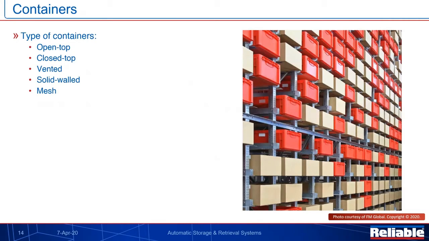The type of container that we use is going to be classified in five different ways. Open top and closed top are pretty obvious. But once we get into these next three, the vented, the solid wall, the mesh, things get a little bit complicated. So we need to look at what FM defines that as. With a vented container, we're looking at a container that's going to be able to release water into the transverse flue in a timely fashion. An example of this would be that there's 30% venting within the bottom half inch vertically of the container. So it can't be 30% open at the top of the sidewalls. It's going to have to be more down low. That way it can easily, quickly get the water into the transverse flue space.